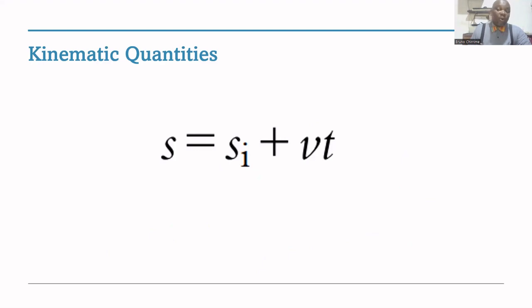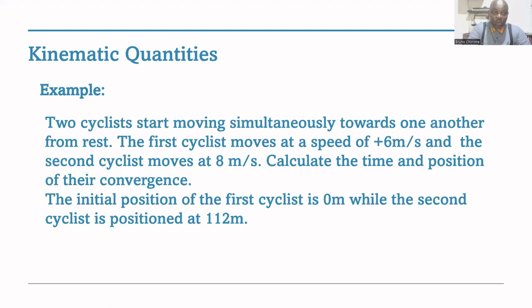For example, we can solve the following question. Two cyclists start moving simultaneously towards one another from rest. The first cyclist moves at a speed of plus 6 meters per second. The plus is important, because this tells us that this is velocity.